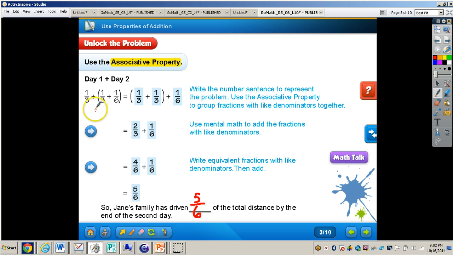So you can see adding 1/3 and 1/6 together really complicates things, especially when we have two fractions here with like denominators. We just group both of them together, add them together, and then we only need to change the denominator one time, giving us a final answer of 5/6.